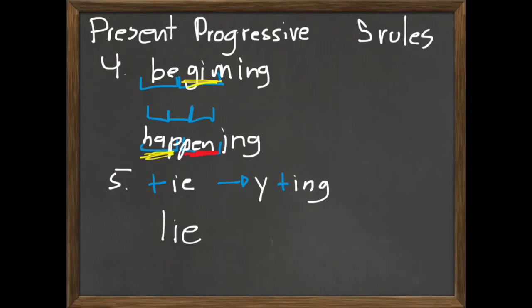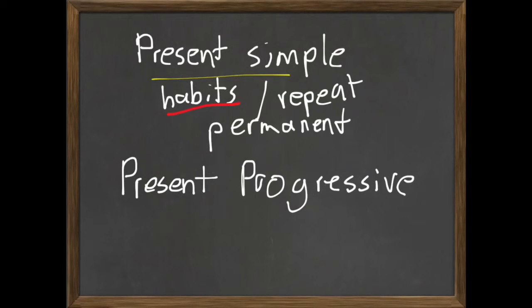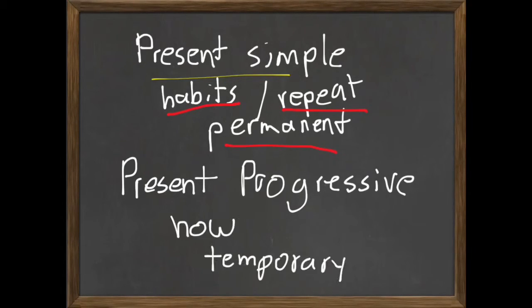For example, lie will turn into lying. It will change the ie into a y and add the ing at the end. So as a summary, we use the present simple for habits, repeated actions, or permanent states. We use the present progressive for actions that are happening now or at the moment of speaking, and temporary states. States that are not permanent.